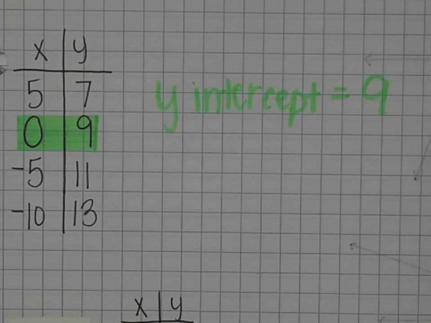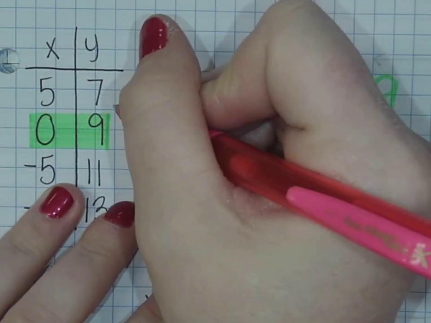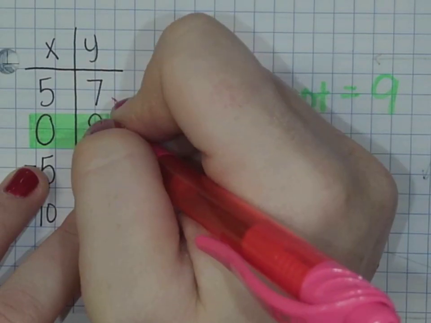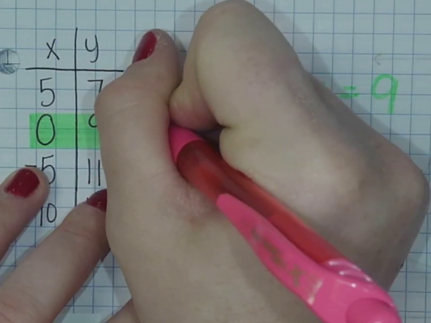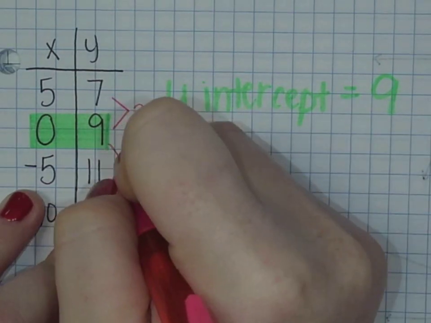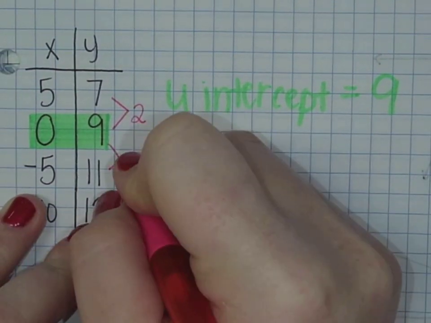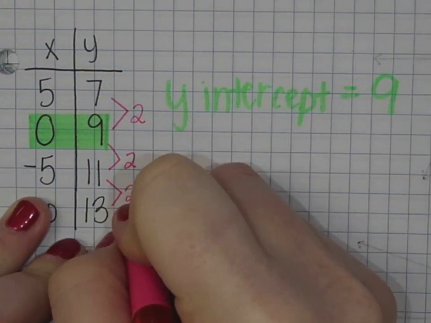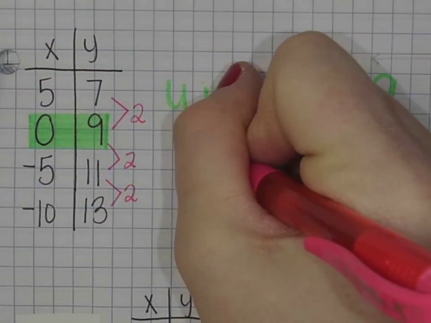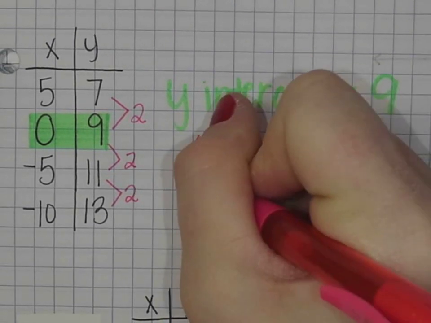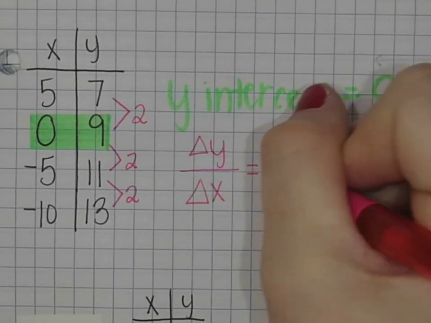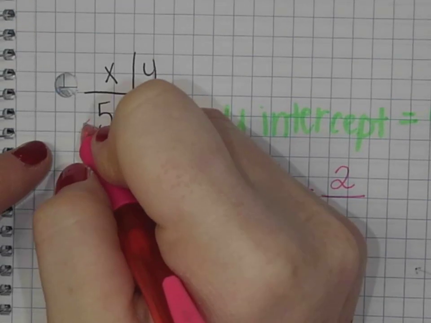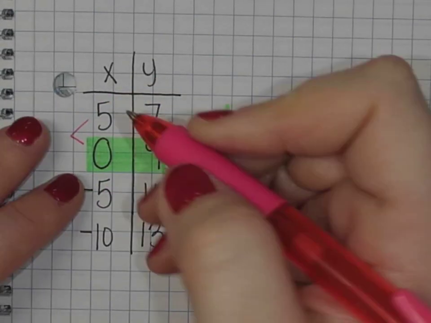Okay, then let's go ahead and find the slope. So from 7 to 9, 9 minus 7 is 2. 11 minus 9 is also 2, and 11 to 13 is 2. So the change in y over change in x is 2 over this side from 5 to 0.